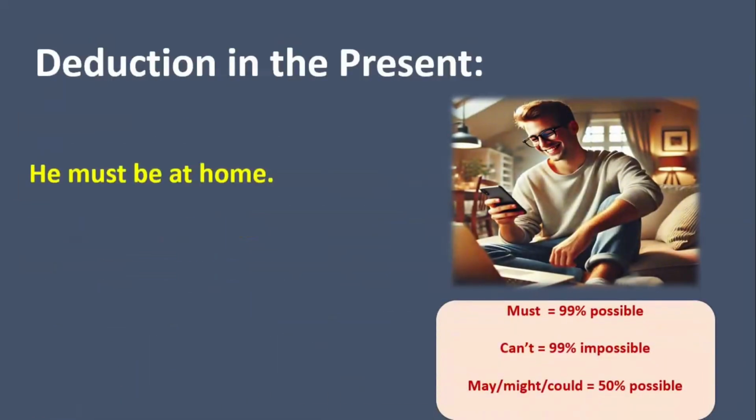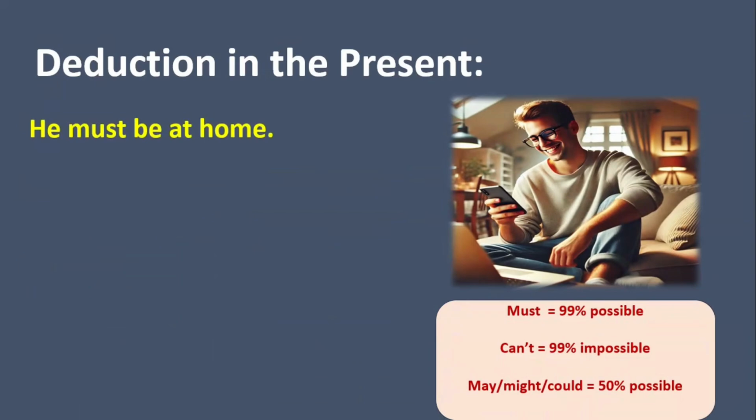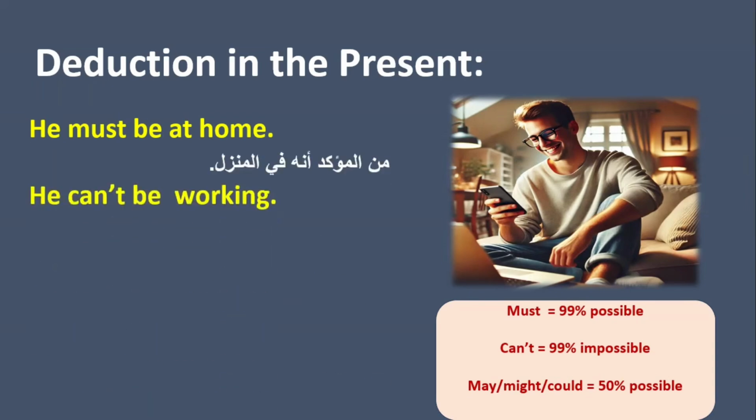Again, we are using deductions in the present. He must be at home. I'm talking about what is happening right now. From the background of the picture, I can assume this person is at home because their surroundings will make me assume this. So, من المؤكد أنه في المنزل. He can't be working. مستحيل أنه يعمل.